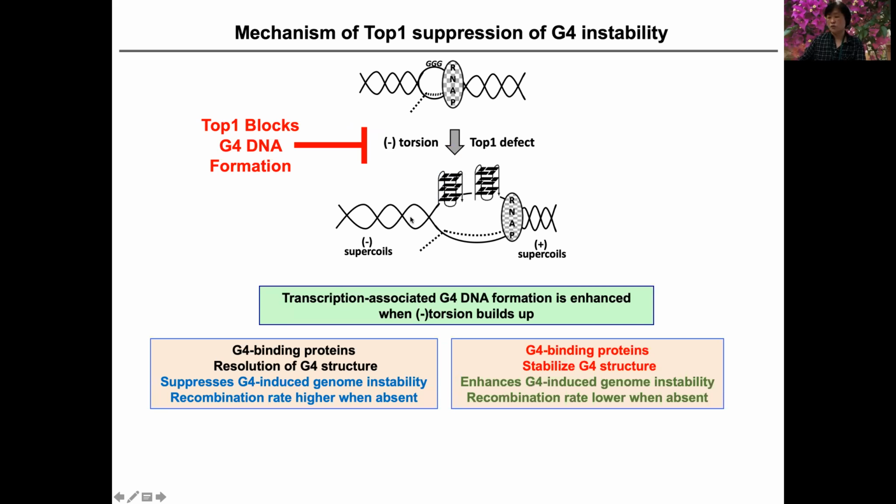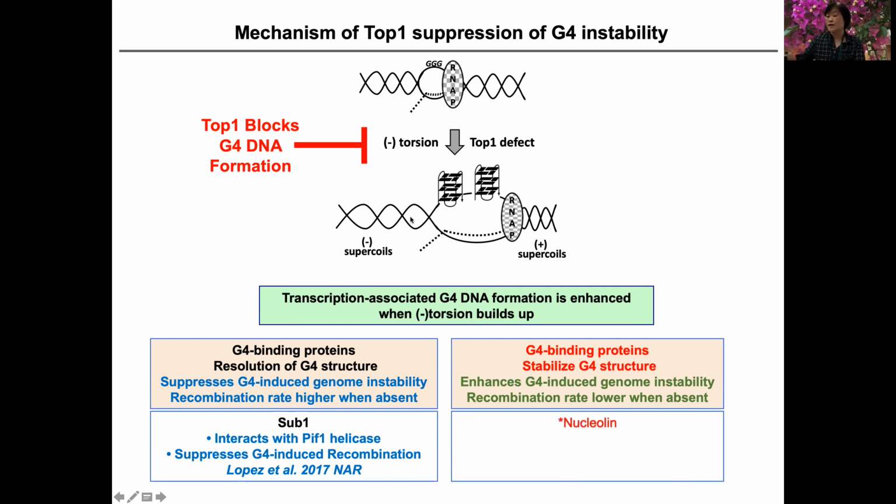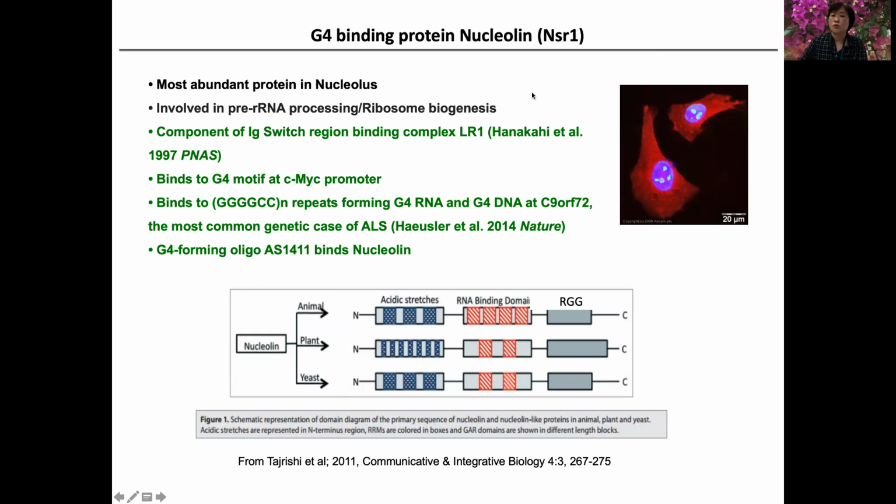So now for an example of the second class, where exactly the opposite happens. It's a protein called NSR1 in yeast, and it's a homolog of the human protein called nucleolin, which is a very abundant protein in the nucleolus, which is a structure shown here within a nucleus. And it's a multifunctional protein. Its human homolog and actually mouse homolog were shown very early on to be a very specific G4 binding protein. So it binds to many different G4 sequences, including the IgS-mu sequence, c-myc sequence, and the GGGGCC repeat sequence that are associated with ALS.